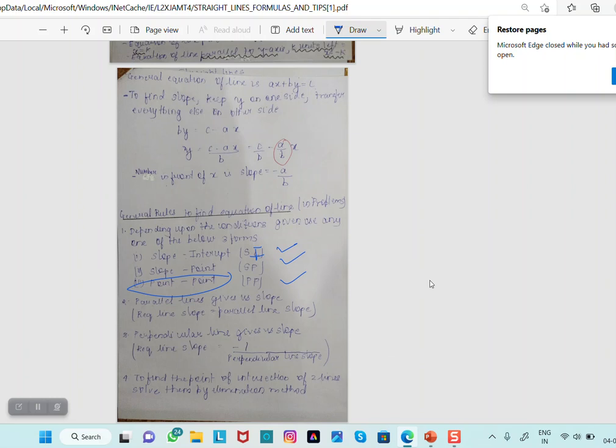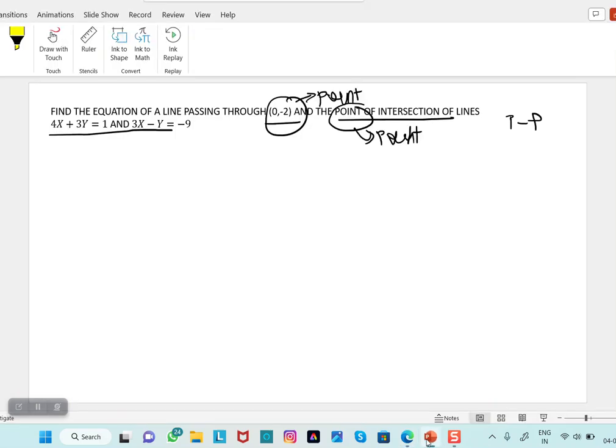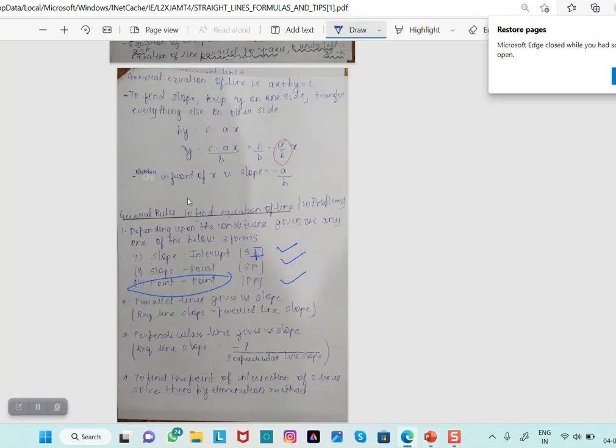Now, one point is directly given to us and the other point is indirectly given. It is said that it is the point of intersection of the line 4x plus 3y equals 1 and 3x minus y equals -9. Now, we have to find this point. To find this point, we have to use some theory. The theory says that to find the point of intersection of two lines, solve them by elimination method.